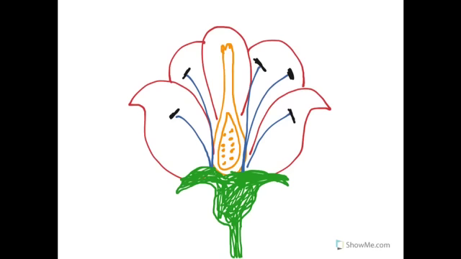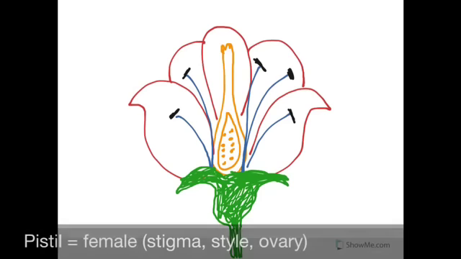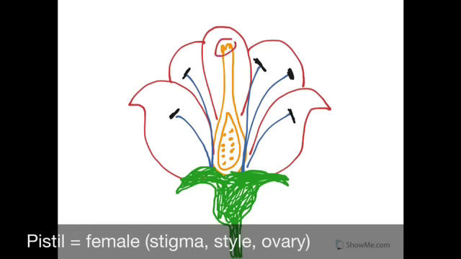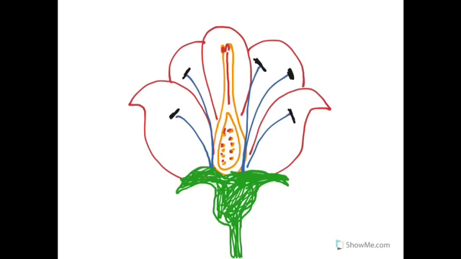So the first part that we're going to talk about is the female part of the flower, which we call the pistil. So the pistil includes the stigma up here, the style, this part right here, and the ovary, this part here. Now, the stigma is the part of the flower that's going to collect the pollen. The pollen will go down the style and into the ovary, where it will fertilize the ovules down here, which will then become the zygotes, or the plant embryos.